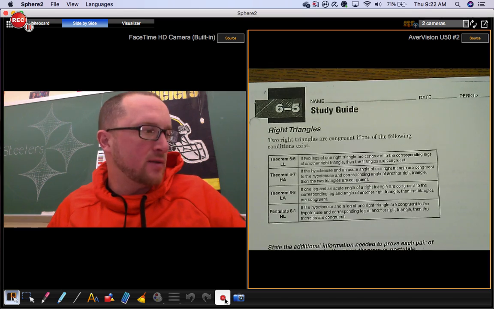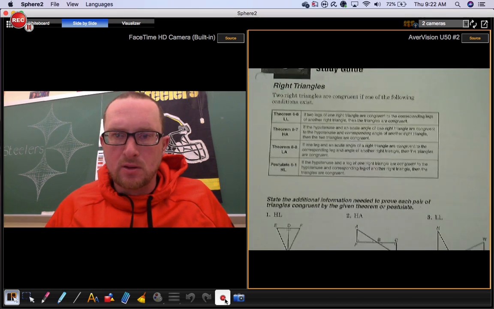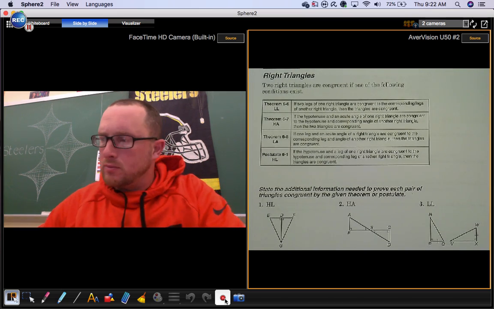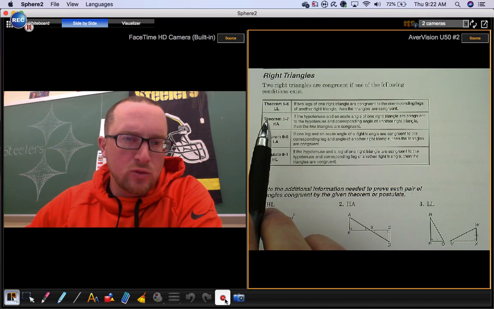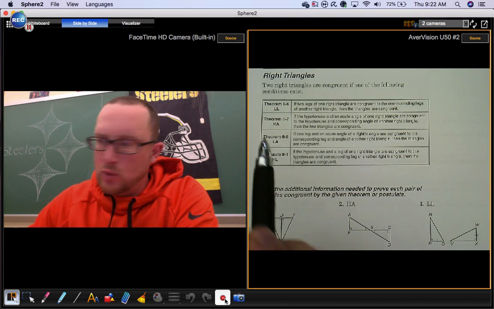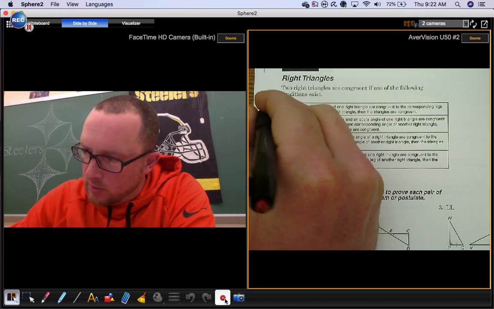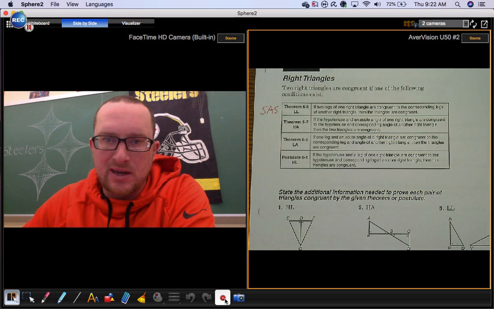This is our study guide for section 6.5. We're showing that two right triangles are congruent. We can do that by using leg-leg. Remember how we discussed that's the same thing as side angle side.